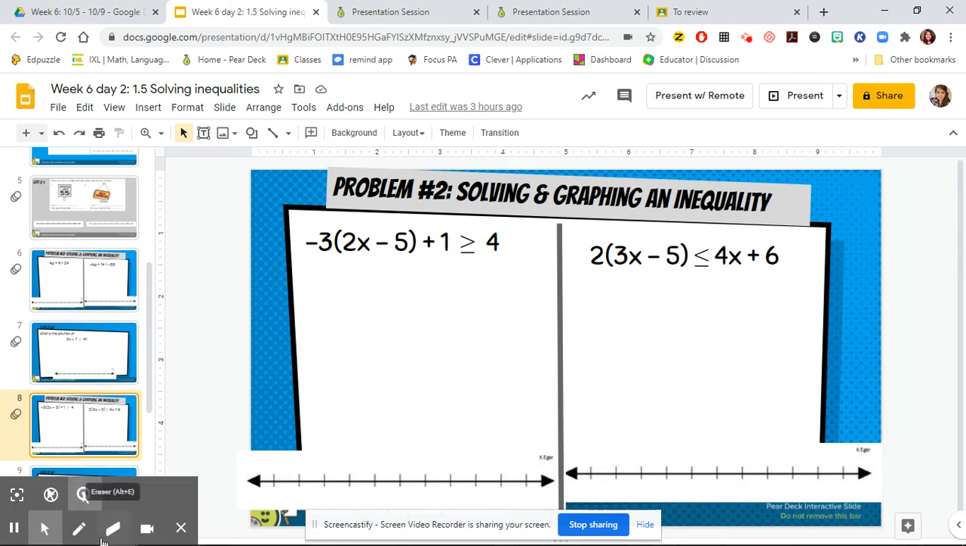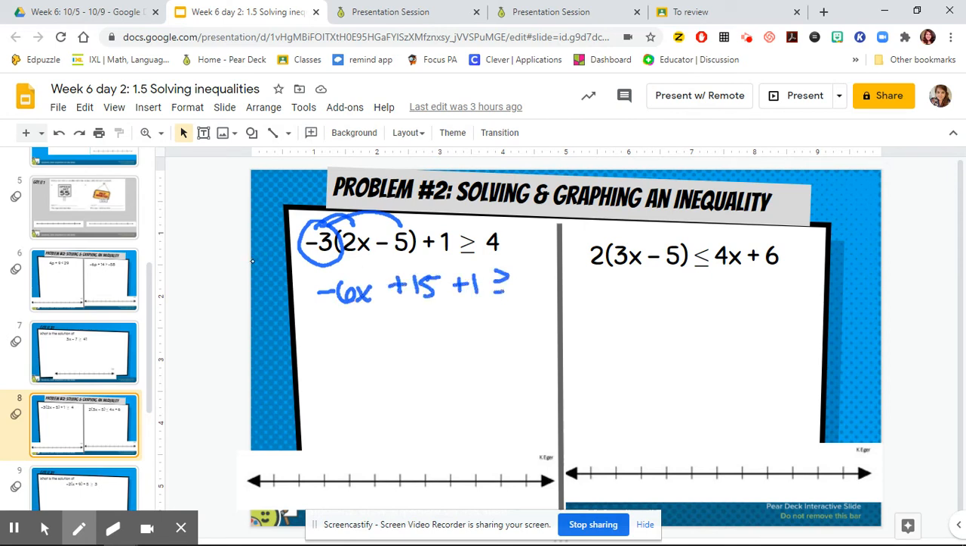The last example that we're going to look at is one where we have to distribute first. So I'm going to distribute negative 3. So I'm going to get negative 6x. Negative times a negative is a positive 15. And now I notice my left side of the inequality is still not simplified, so I'm going to combine my like terms of 15 and 1, which is plus 16.